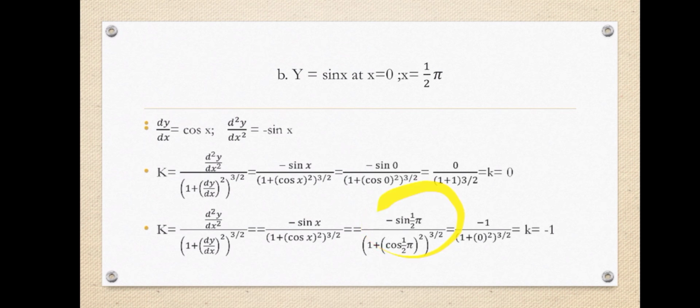So that's negative sine 90 degrees over 1 plus cosine 90 degrees squared, over the quantity of 3/2. So we get sine 90 is 1, so negative 1, and cosine 90 is 0. So 0 squared is 0, and 1 raised to the power of 3/2 is 1. So our answer is negative 1. So the curvature is negative 1.